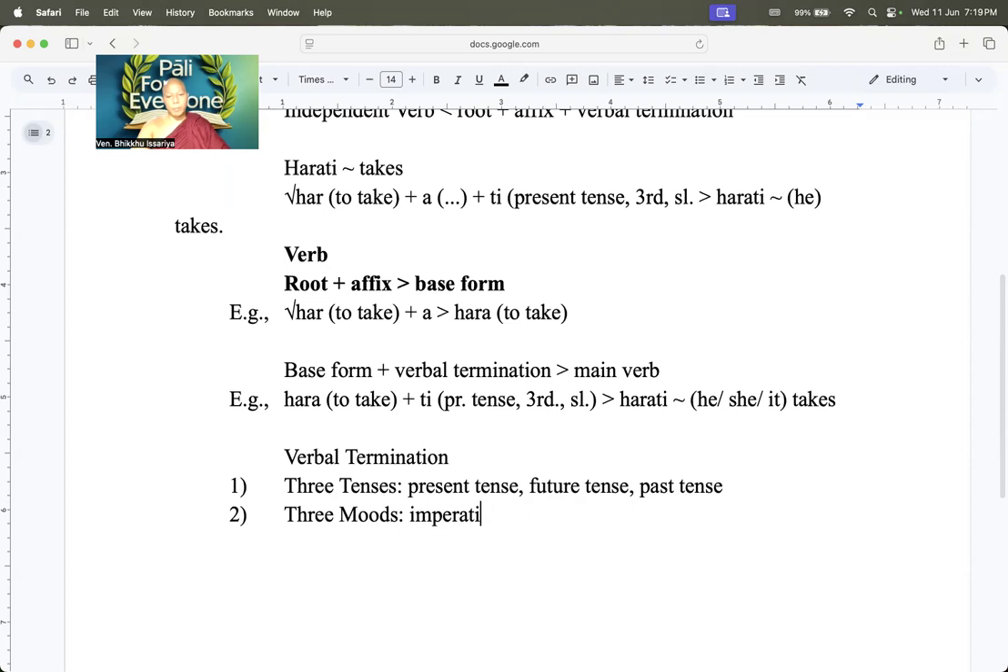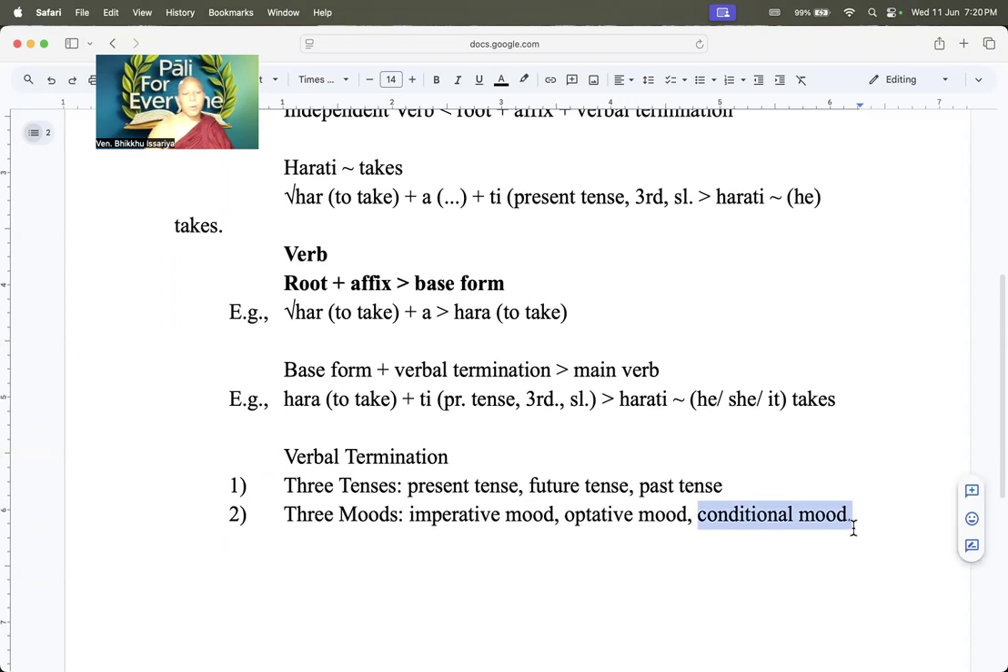So imperative mood, optative mood, and then conditional mood. The last, conditional mood, is quite rare. Nowadays in Pali it is rarely used. Even in the teachings of the Buddha, the conditional mood is rarely found. Okay, later when we learn, that point will be clear. So by termination in this way, there will be six types, six kinds of verb termination.